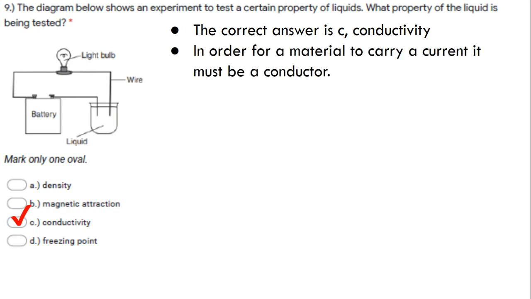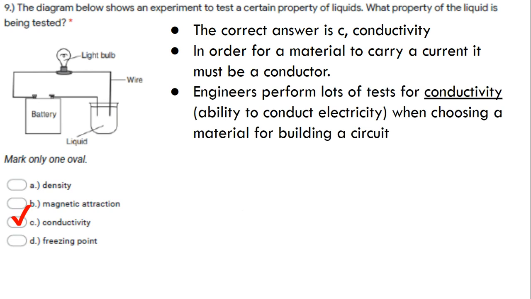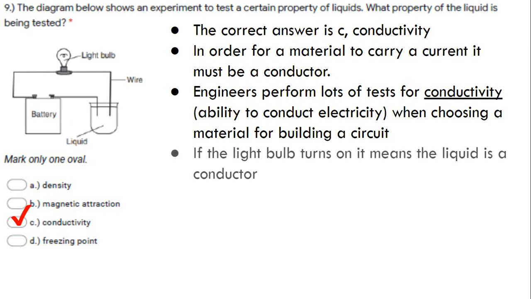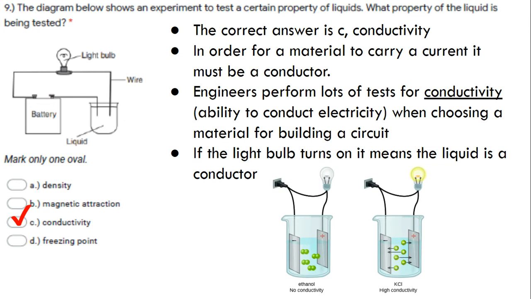In order for a material to carry a current, it must be a conductor. Engineers perform lots of tests for conductivity, which is the ability to conduct electricity, when choosing material to build a circuit. This is a simple circuit on the left. If the light bulb turns on, it means the liquid is a conductor.